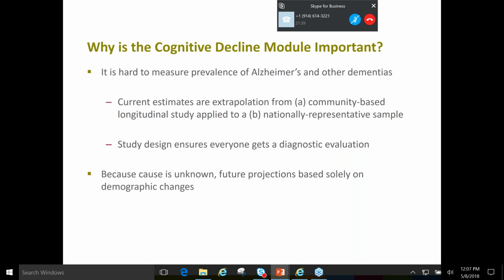So why is the cognitive decline module important? Well, if you think about factors associated with cognitive decline, conditions like Alzheimer's or other dementias, it's very hard to measure those. Current estimates of Alzheimer's disease are extrapolations from community-based longitudinal studies, and they're applied to a nationally representative sample. Everyone in that study received a diagnostic evaluation, so it's certain whether or not they have Alzheimer's disease. And because the cause of Alzheimer's is currently unknown, future projections are based solely on demographic changes. Next slide.